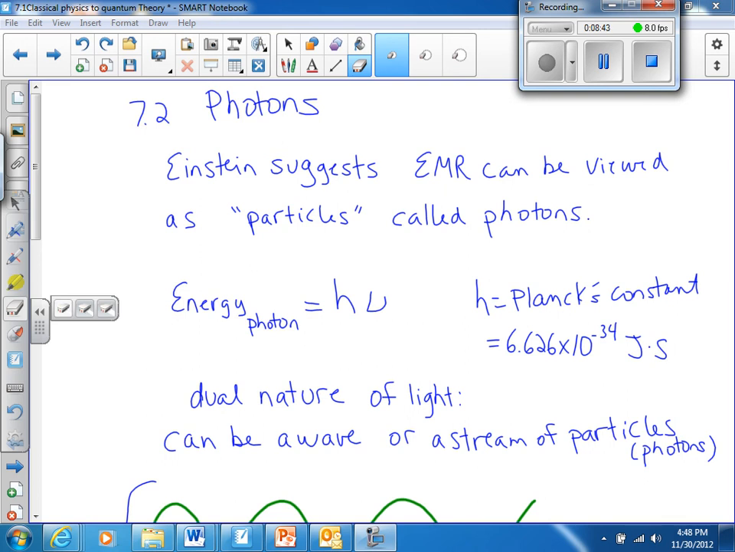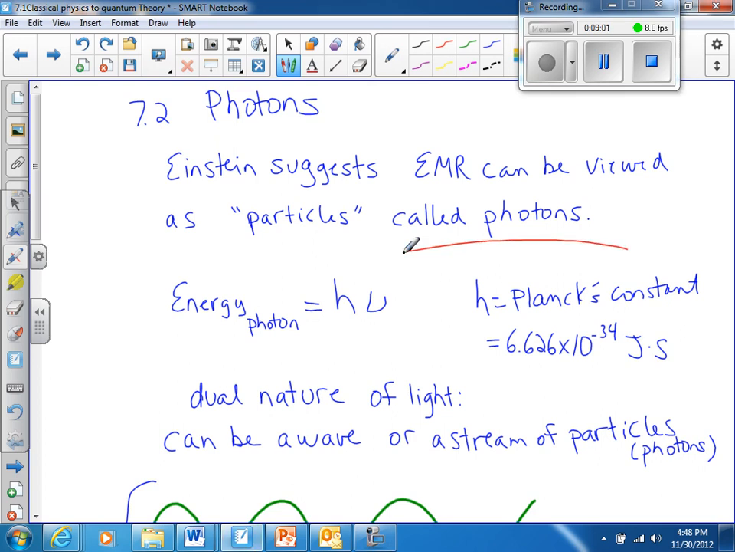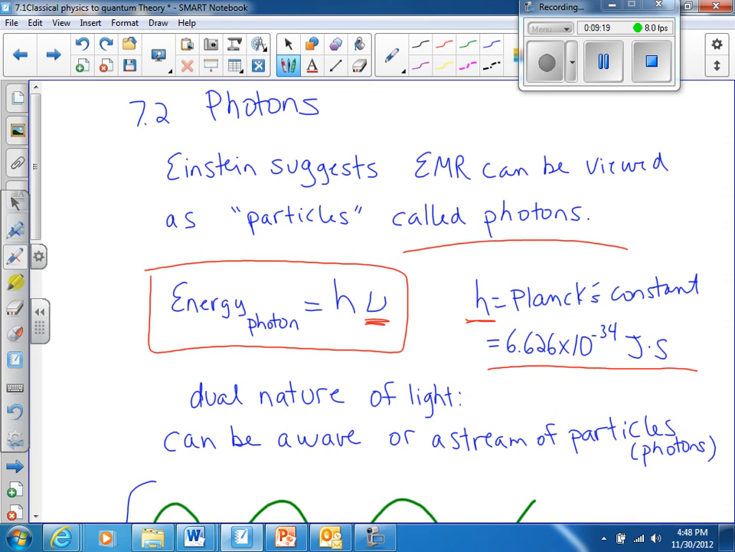Section 7.2, photons. So now we're getting into Einstein. And Einstein says, you know what, we've got this electromagnetic radiation, but even though it's a wave, it kind of looks like a particle. And these particles are called photons. And we have a new equation. The energy of these photons is equal to h nu. That nu is that same frequency we just learned about a moment ago. H is called Planck's constant. You don't have to memorize this ever. It's given to you. It's always that number.